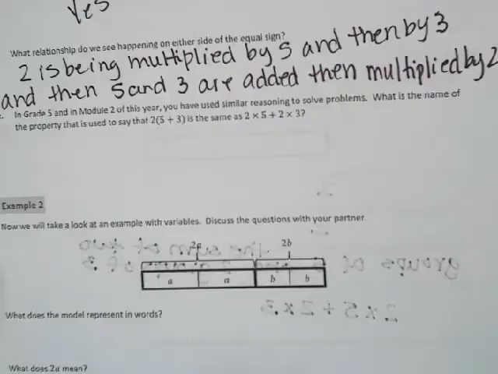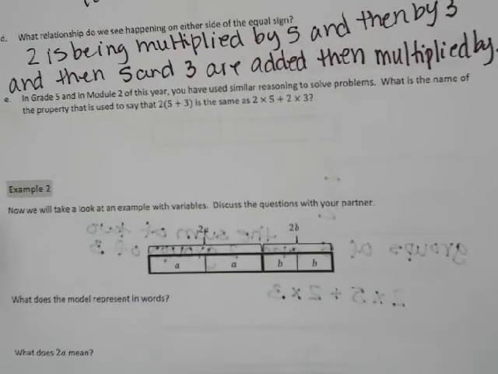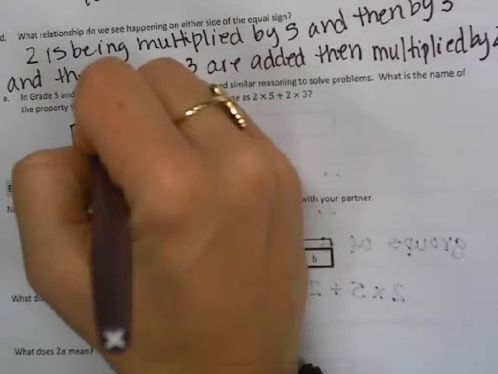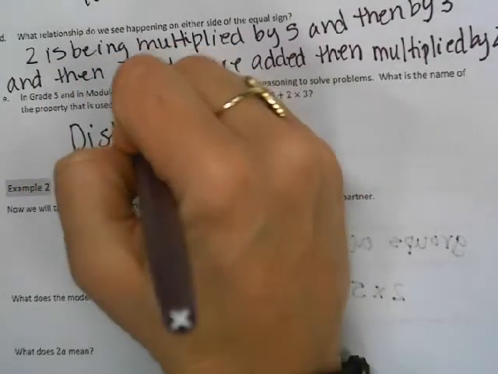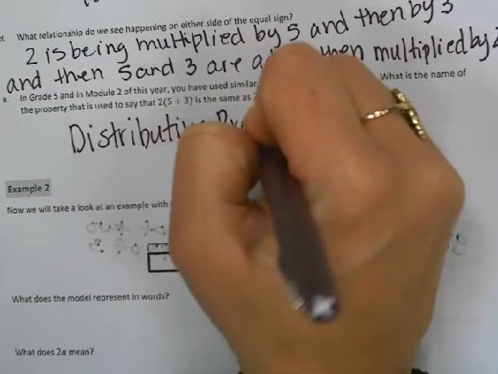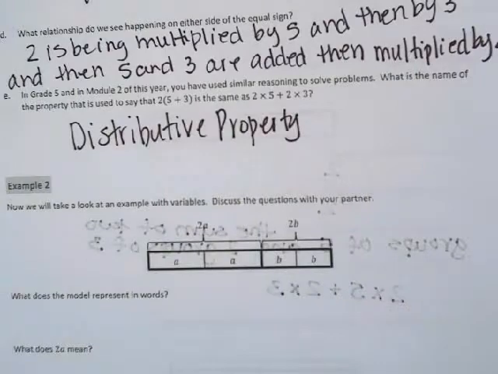This next question references something you may or may not remember from last year. It says, in grade 5 and in module 2 of this year, you have used similar reasoning to solve problems. What is the name of the property that is used to say that 2 times the sum of 5 plus 3 is the same as 2 times 5 plus 2 times 3? That would be called the distributive property, and it is what we're going to be learning about today and tomorrow as we factor expressions.